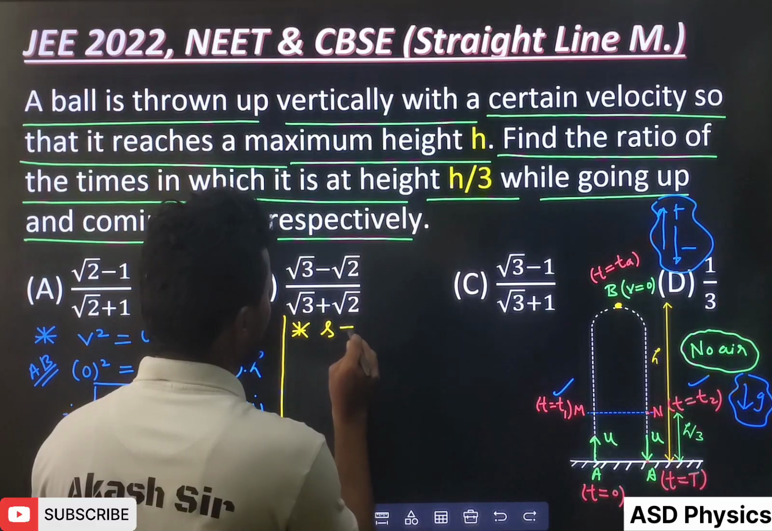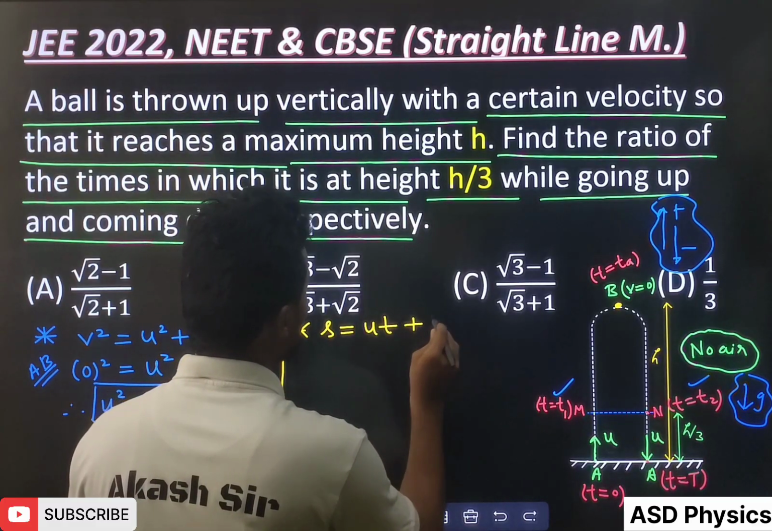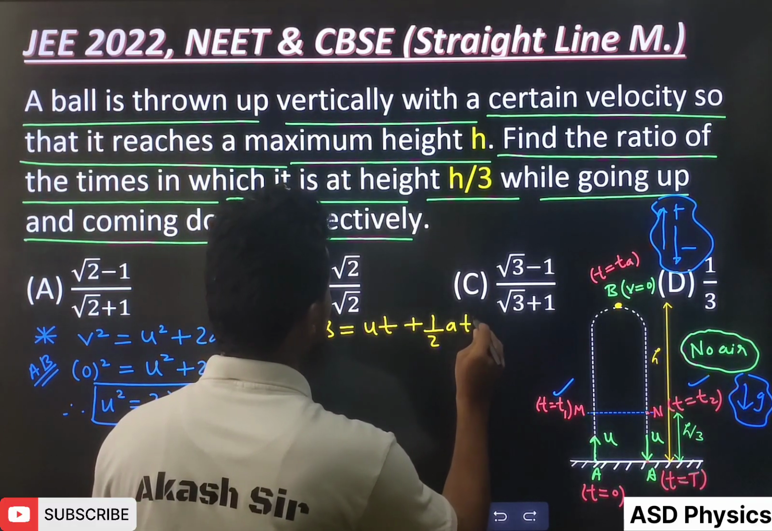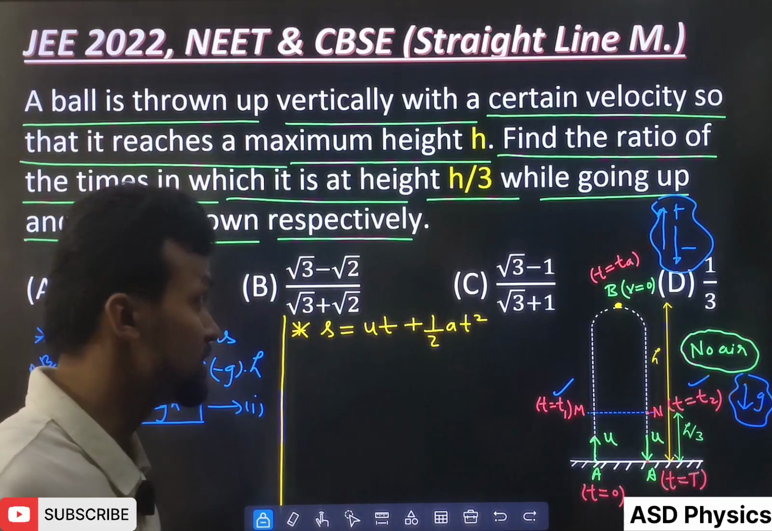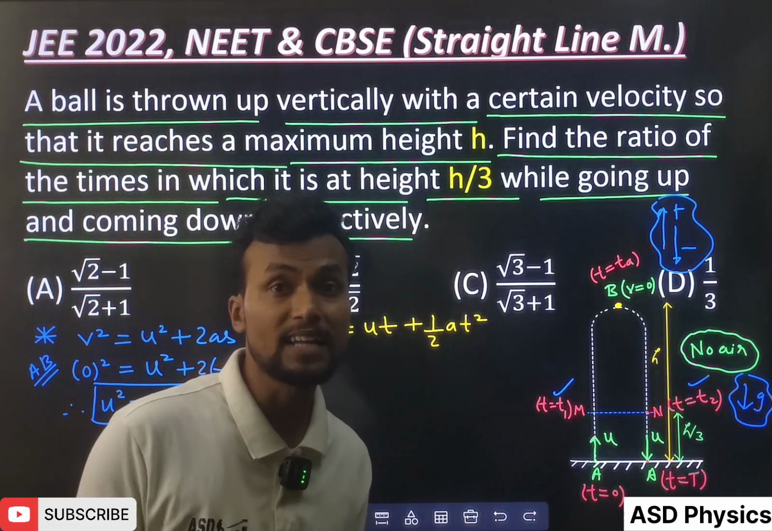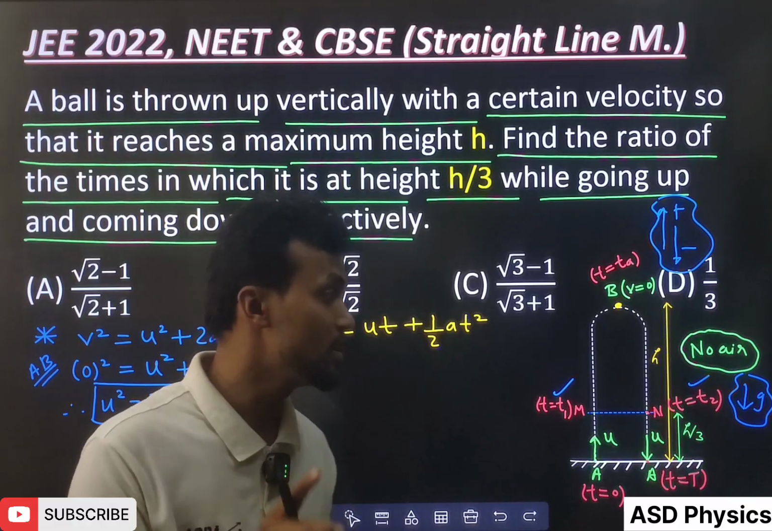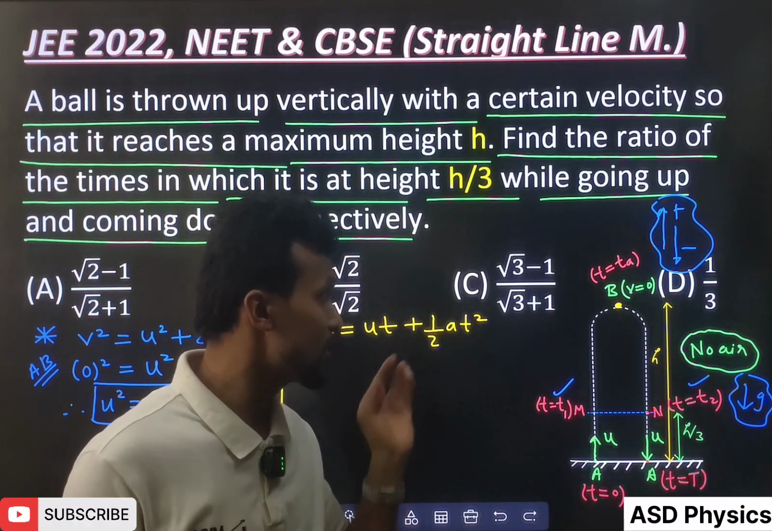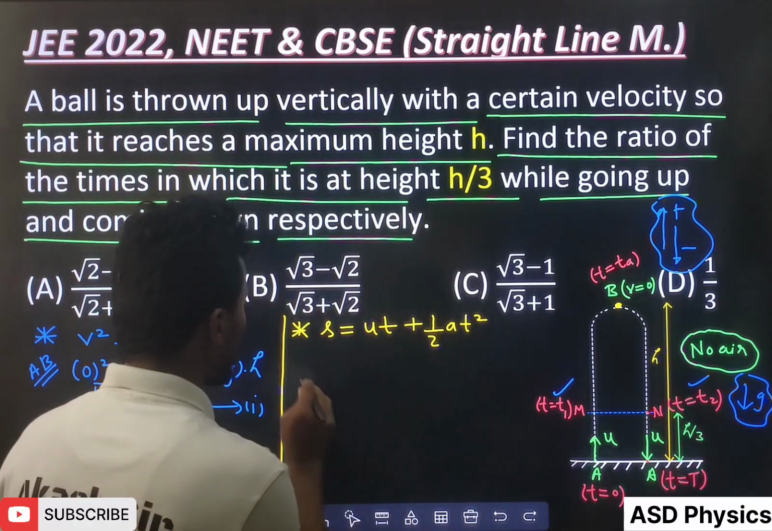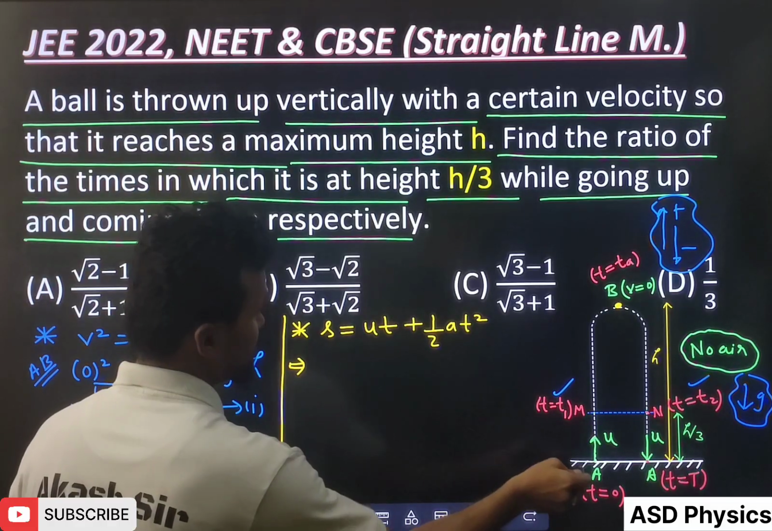So what can I write here? See, s equal to ut plus half at square. Even you can see this equation is quadratic in time. This equation is telling there are two possible values of time during the path for which the height will be the same. So what is the value of s? This will be upward.